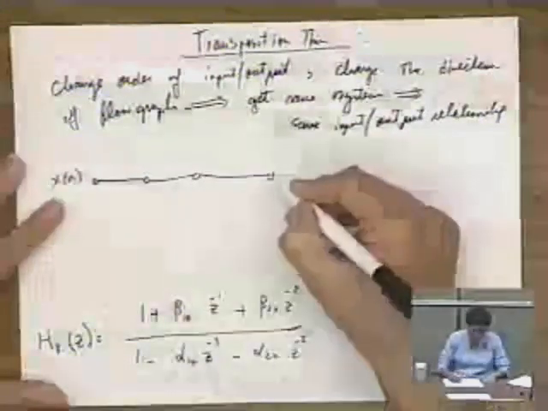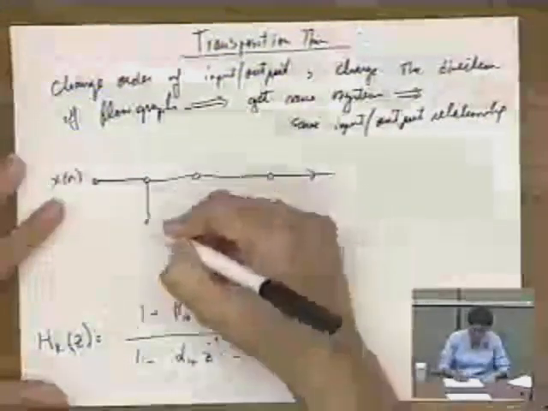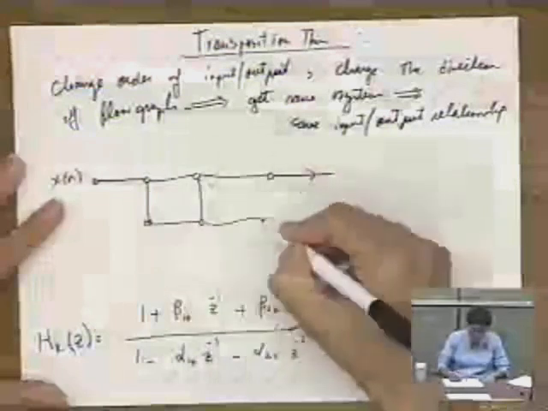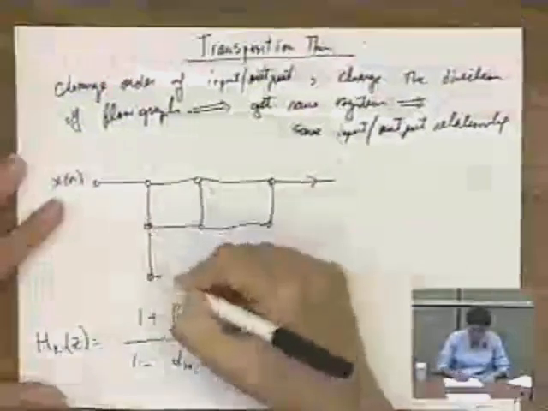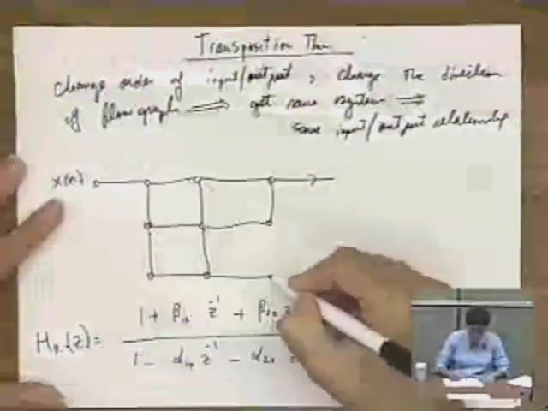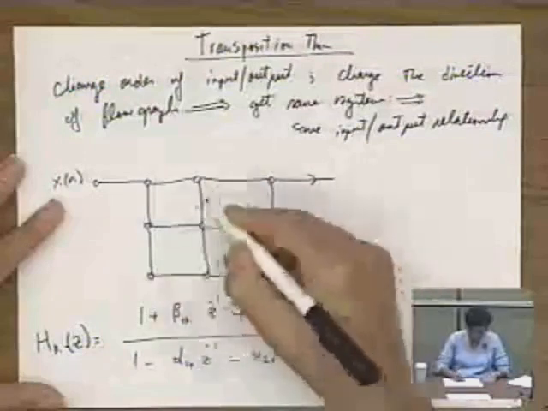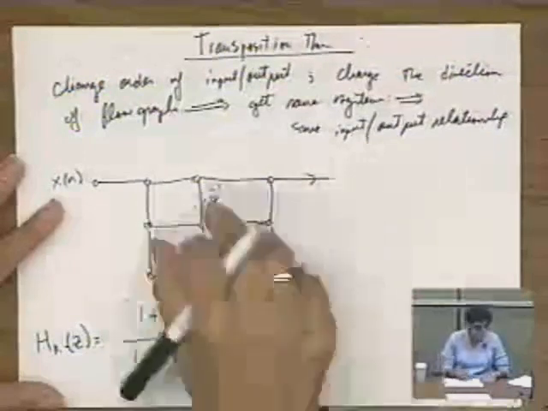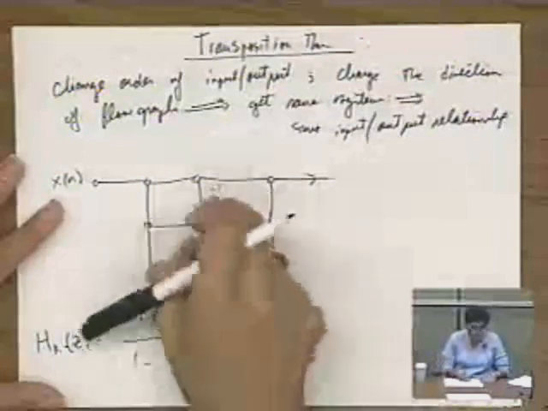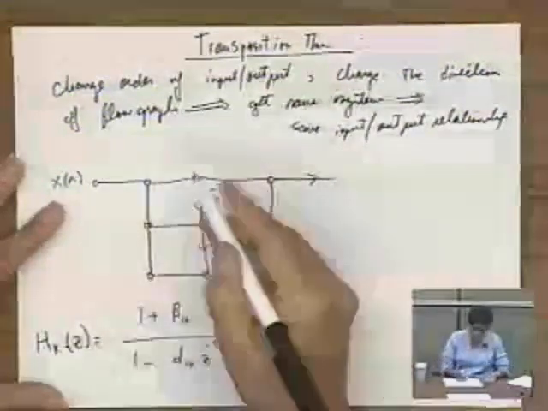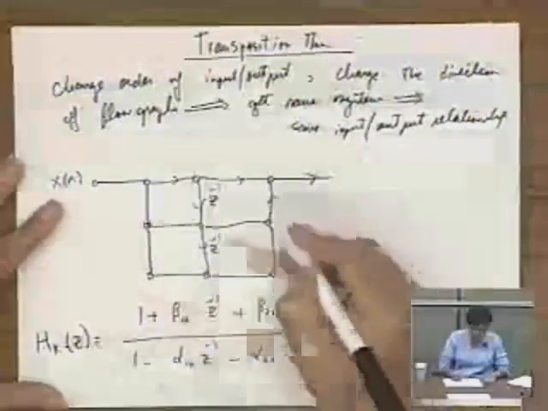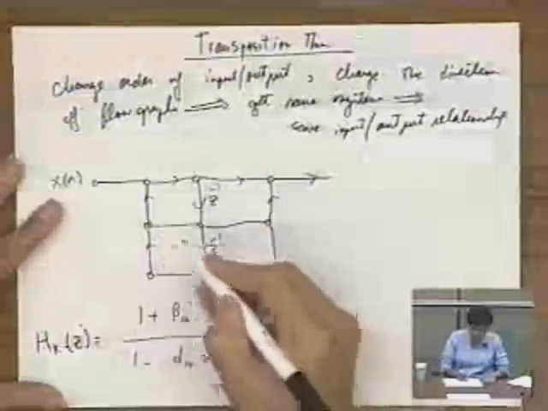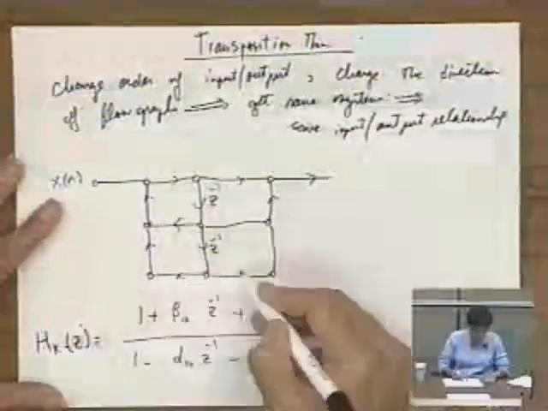And so let's draw that basic architecture that we came up with for this filter. It had two delay elements in the middle, because it's a direct form 2. The numerator and the denominator are sharing the same delay elements. And it had arrows going up and down in the following way.